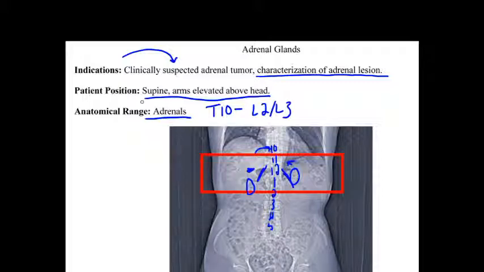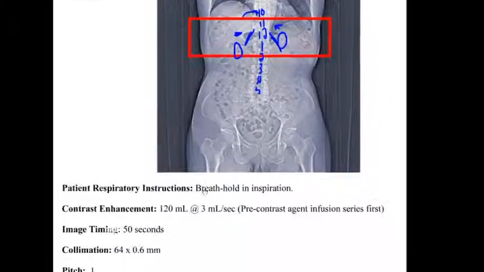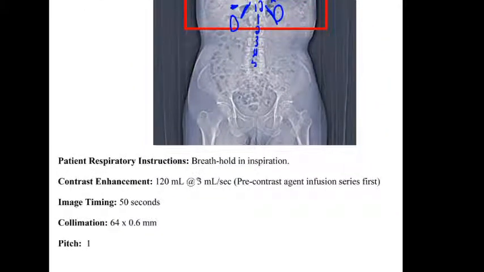So that's something to keep in mind, so that it's not so ambiguous such as adrenals. So in this case, go by this number here to hopefully get you in the ballpark of the adrenals. Respiratory instructions are much the same. Hold in at inspiration.